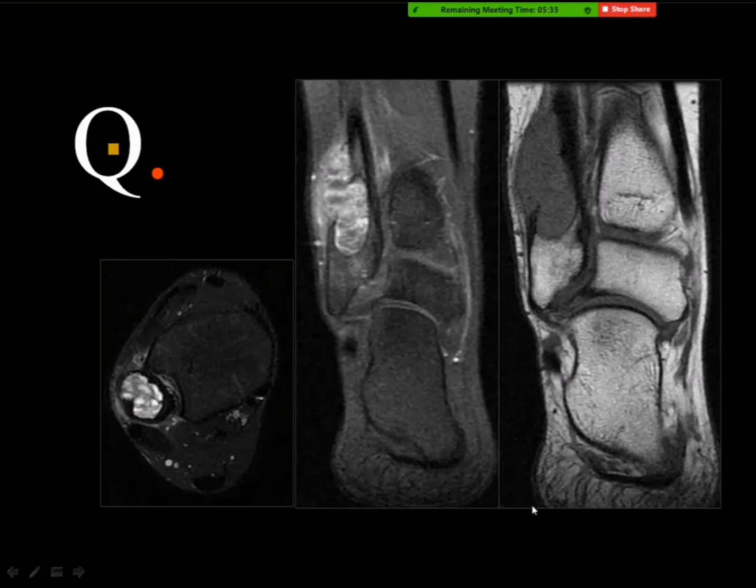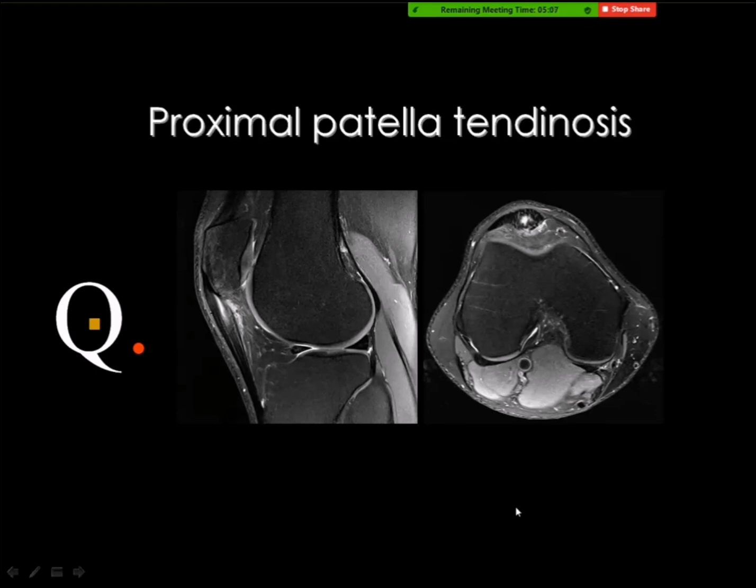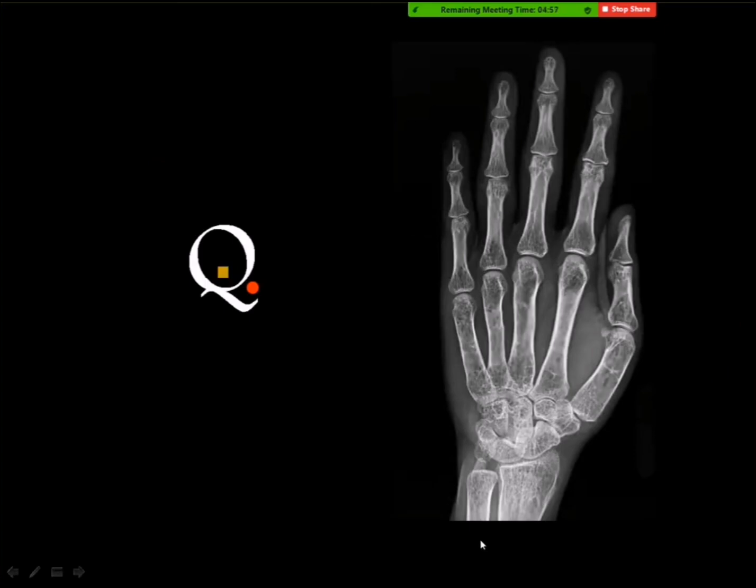Then this is once more a lesion in the fibula, which is a classic aneurysmal bone cyst with multiple fluid levels. And here is an MRI of the knee with a lesion in the infrapatellar tendon. Patellar tendinosis, very good. And this is a lesion in the calcaneus. Simple bone cyst, yes, very good.